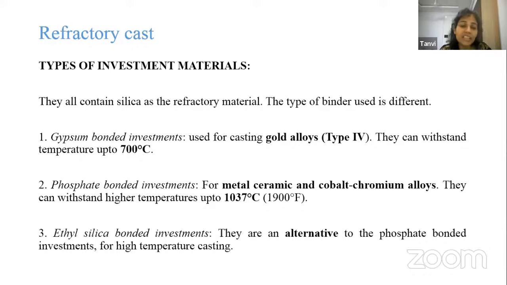dependent upon the type of alloy which we are using for constructing the framework. So, they can be gypsum bonded, phosphate bonded, or ethyl silicate bonded investment materials.